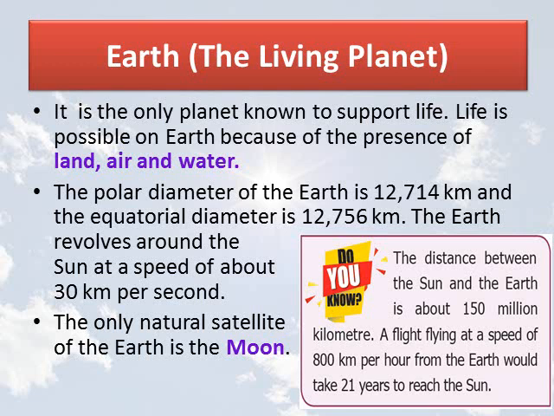The only natural satellite of the Earth is the Moon. What is the only natural satellite of the Earth? It is the Moon. So life is possible on Earth because of three things: the presence of land, air, and water. The only natural satellite of Earth is the Moon.